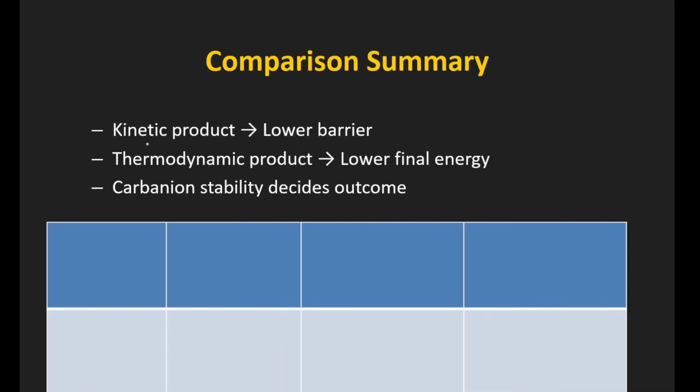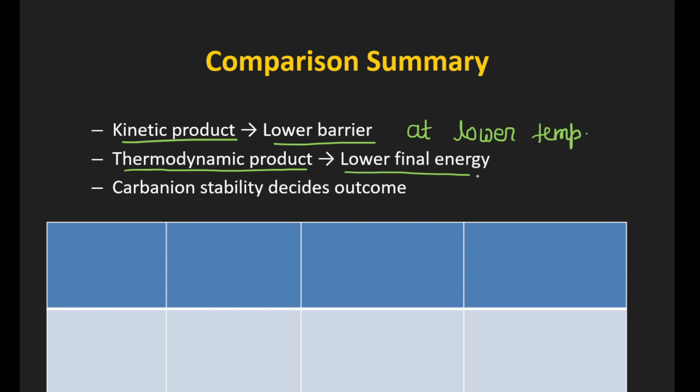So we can say that the kinetic product has a lower barrier, so at lower temperature it is formed. At lower temperature, this will get preference. But as you increase the temperature, the thermodynamic product, which has the lower energy, is formed. Okay, so this is formed ultimately if you increase the energy. So the carbanion stability decides the outcome.